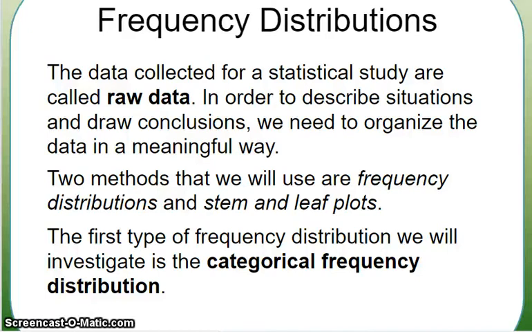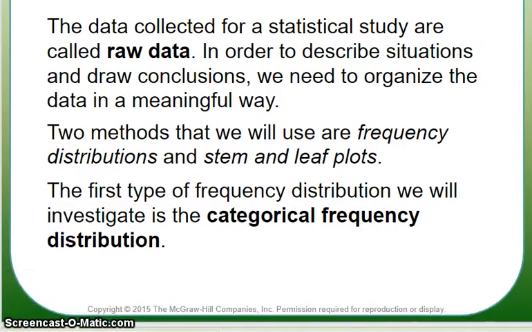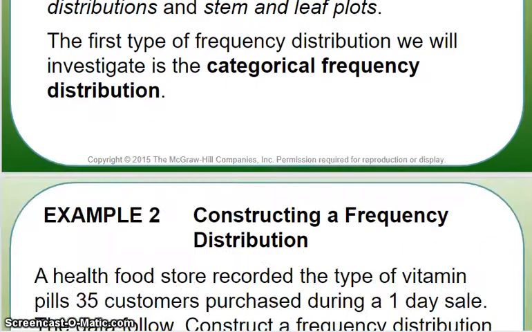We're going to continue on in section 11.1. So the first type of frequency distribution we're going to talk about is the categorical frequency distribution. That's when I have data that I can naturally put into categories and look at.